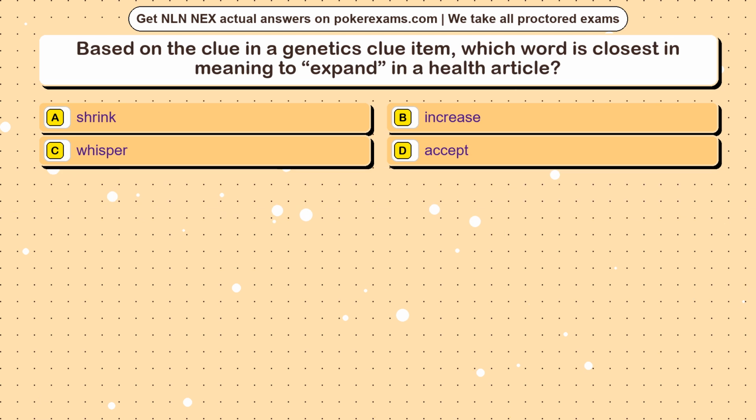Question 17. Based on the clue in a genetics clue item, which word is closest in meaning to expand in a health article? Option A, shrink. Option B, increase. Option C, whisper. Option D, accept.